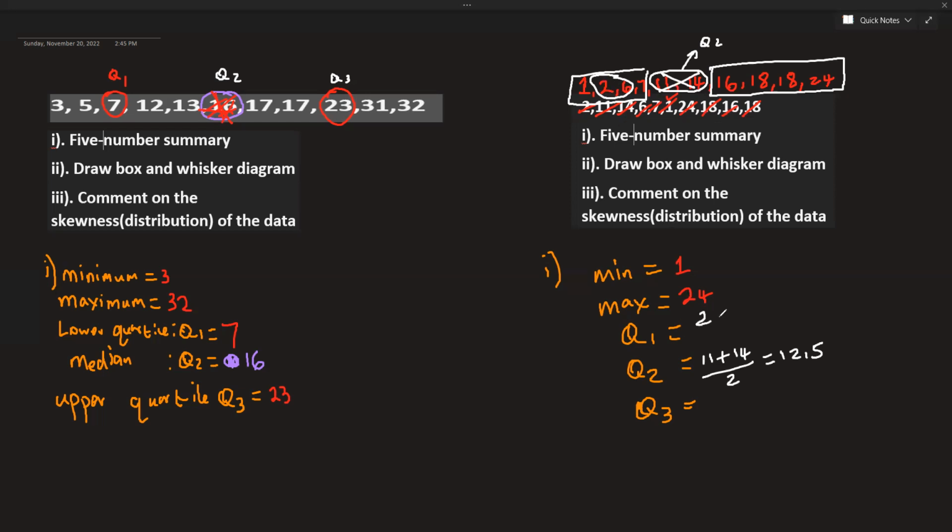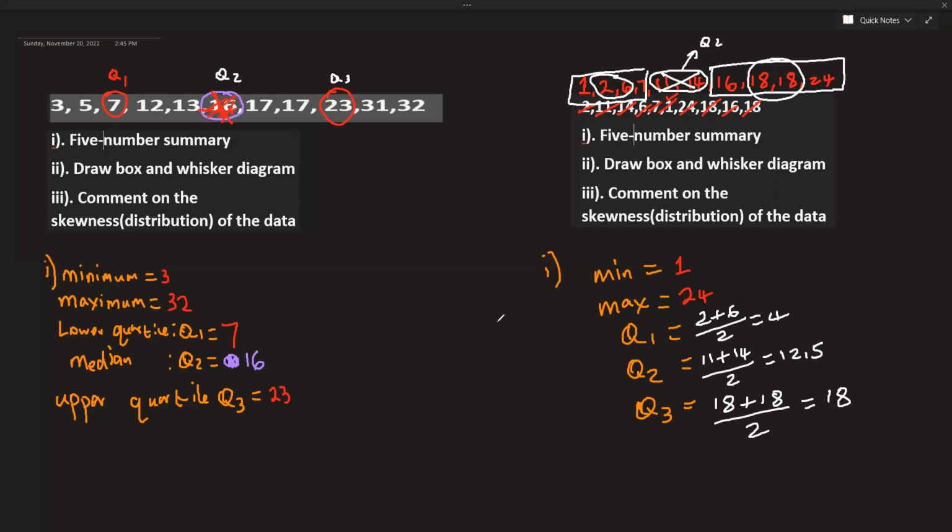So the middle for this part is between 2 and 6. So I'm going to add 2 plus 6 divided by 2. This will be 8 divided by 2, which is 4. Awesome. And then here, my middle terms are 18 and 18. So I'm going to add 18 plus 18 all over 2. Should give me how much? 36 over 2 is 18. So now I have the 5-number summary for both my diagrams.